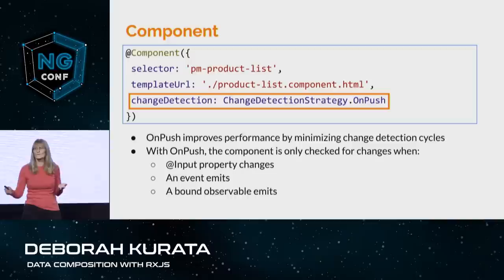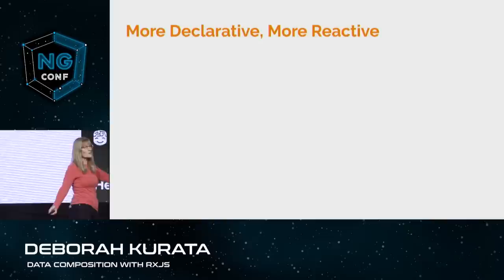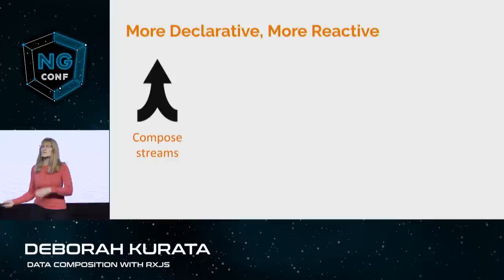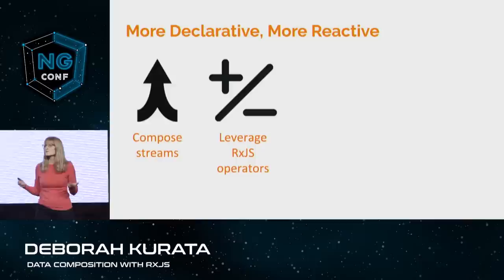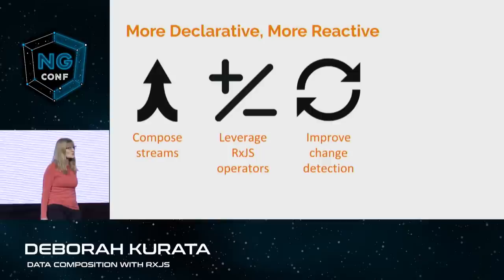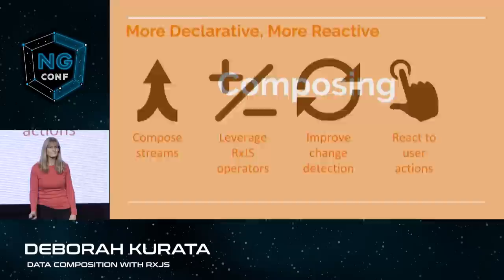So why? That's always an important question, right? Why would we want to do this? Well, for one thing, we can compose our streams. We can merge all of the bits together that we need for a particular view. We can leverage RxJS operators so that we can do things like filtering and accumulating. We can improve change detection, as we just saw. And we can also more easily react to user actions, which we'll see in just a moment.